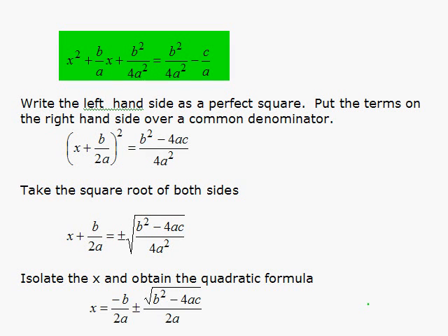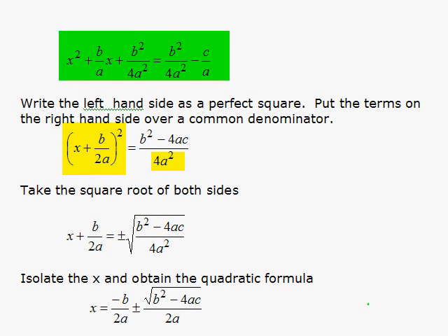I've repeated the last equation from the previous slide onto this slide, so you don't have to remember anything. So we're looking now at the left-hand side. This is a perfect square, so I'm going to write it as a perfect square, and here it is, x minus b over 2a squared. On the right-hand side, I'm going to put everything over the common denominator of 4a squared, and so I get b squared minus 4ac over 4a squared.